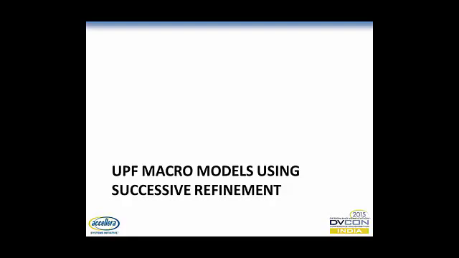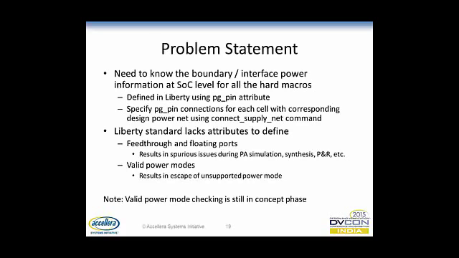Then the third one is the UPF macro model using a successive refinement flow. Here the problem is that right now there is no automated way. The user needs to know the boundary, interface, and power information, and then write the connect supply net commands. That information is found in the form of PG pins inside the liberty. Also, liberty lacks support for certain attributes like feed-through and floating ports, which are just pass-through ports within the cell, or what the valid power mode combinations are. This power mode combination is still not supported natively by the tool.